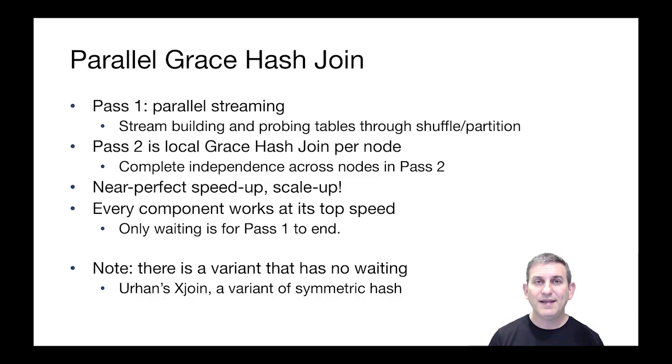And the only time we wait in this context, where one machine waits for another machine, is we have to wait for Pass 1 to end. And so as we've discussed before, if there's any skew in the hash function, or if one of the machines slows down, then we may have stragglers in Pass 1 and we may wait for them in Pass 2. Note that as there was with naive, also with Grace hash join, there's been a variant invented that has no waiting. It's called the X join, and it's really a disk-based variant of symmetric hash join, which we're going to learn later.